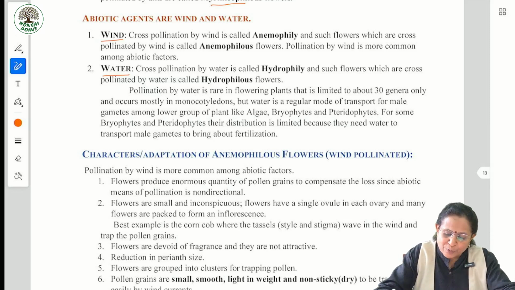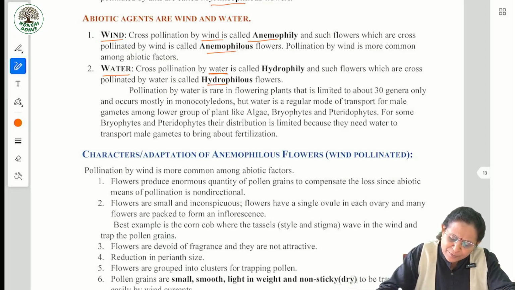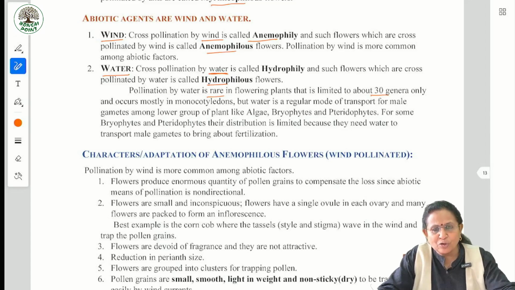Cross-pollination by wind is said to be anemophily. Such flowers which are cross-pollinated by wind are said to be anemophilous. Cross-pollination by water is said to be hydrophily. Such flowers are said to be hydrophilous. Pollination by water is very rare in flowering plants. That too, it is limited only to 30 genera in monocotyledons.